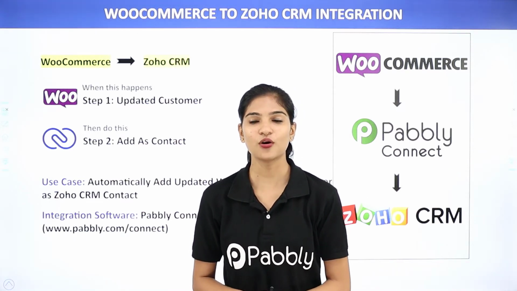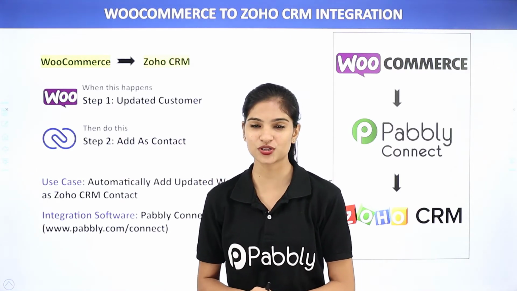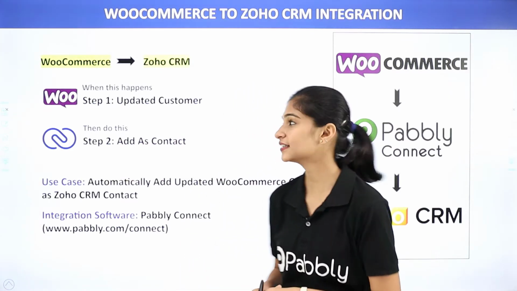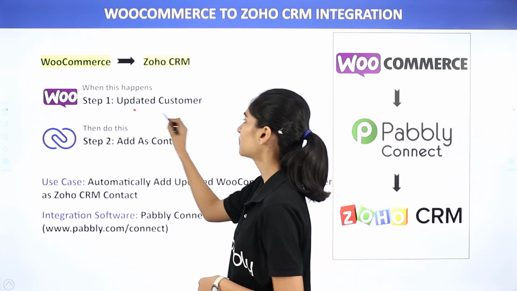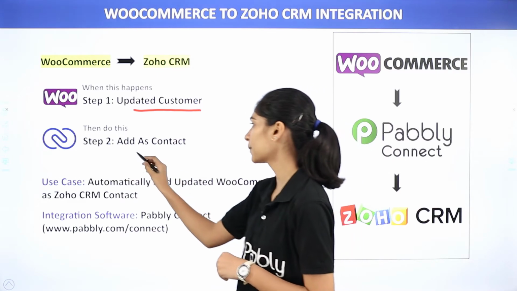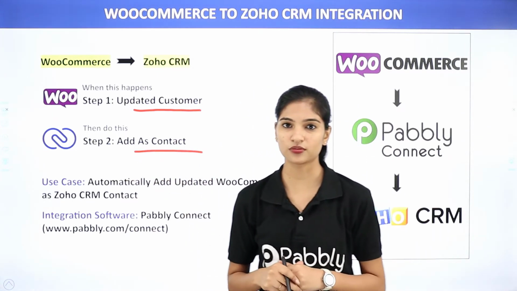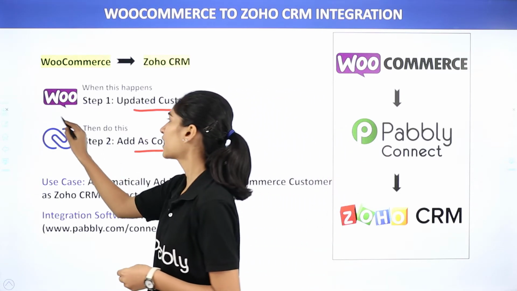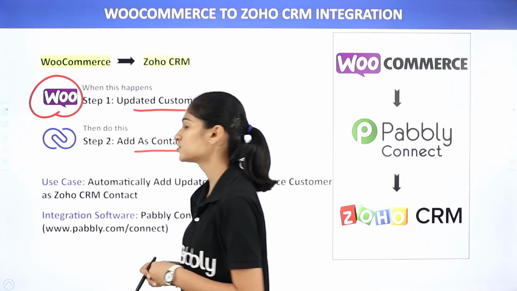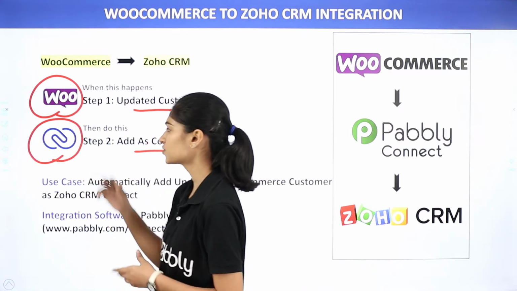Today in this video, we are going to integrate two software applications, WooCommerce and Zoho CRM. The use case here is that whenever a customer is updated in WooCommerce, we want to add them as a contact in Zoho CRM. First, let us know what these two software applications are all about. WooCommerce is a software application where you can set up your online store, whereas Zoho CRM, as the name suggests, is a CRM software.